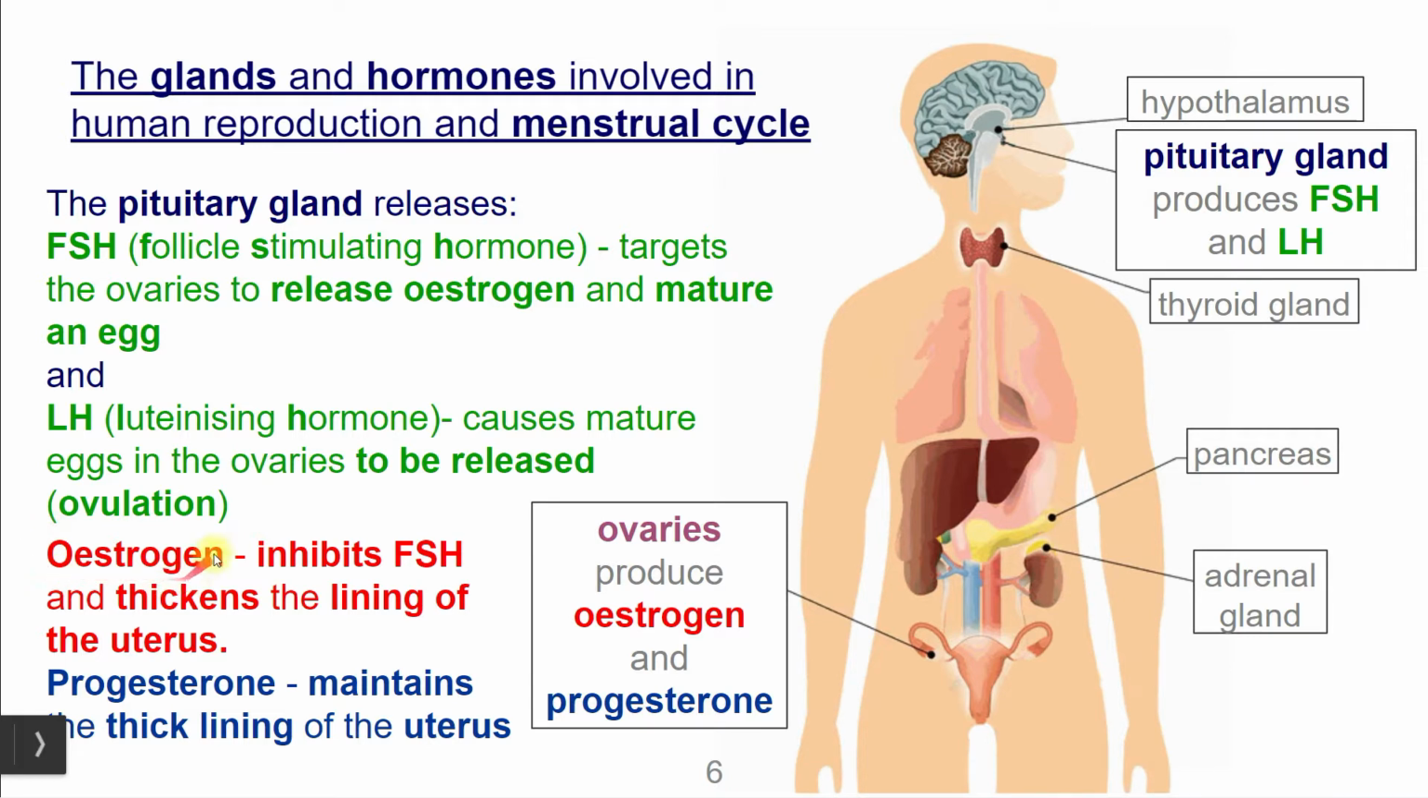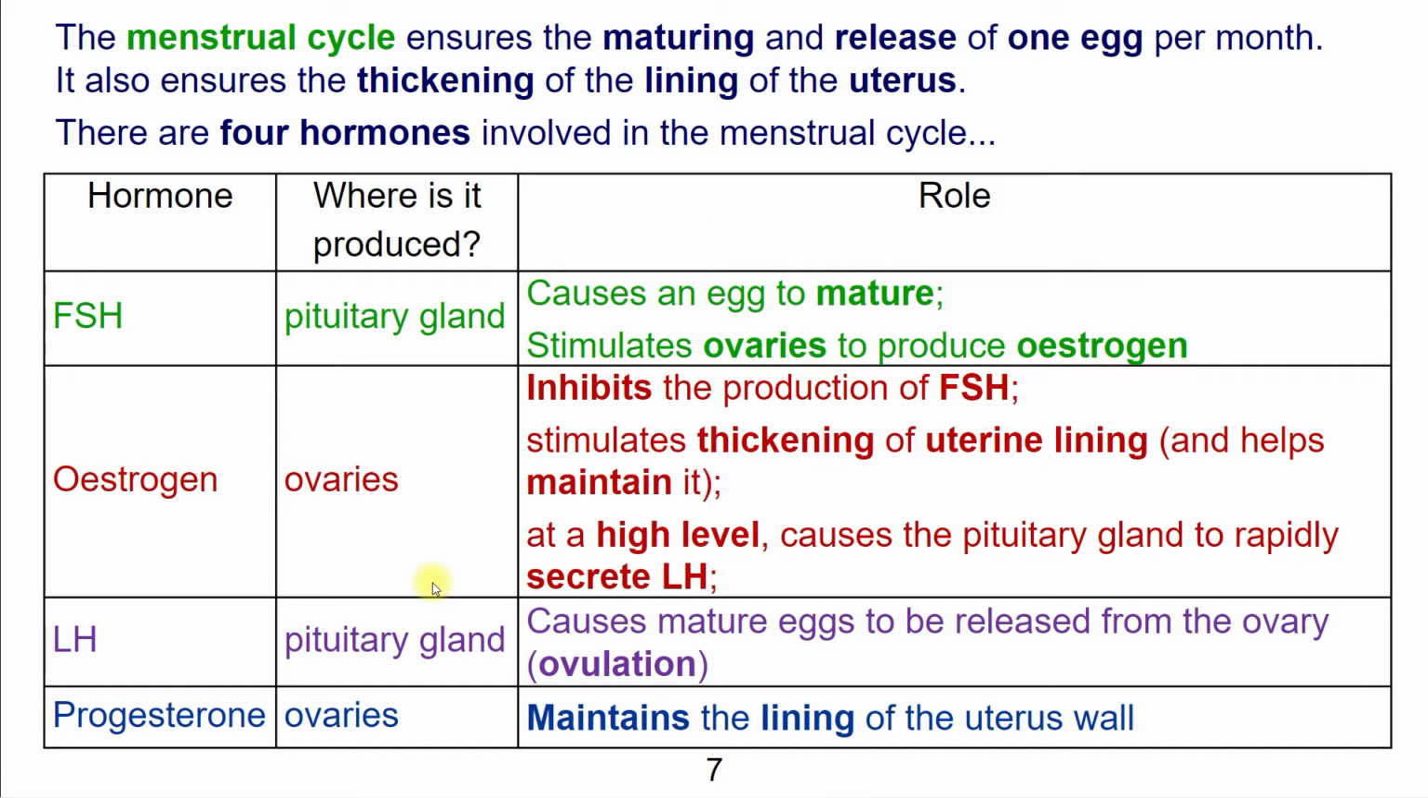Now, estrogen, one of its roles is to inhibit FSH, to stop the pituitary releasing FSH, but it also is involved in thickening the lining of the uterus. We'll see more about that in a minute. There's also progesterone hormone, also released from the ovaries, and that is used to maintain the thick lining of the uterus. So here's a summary slide telling you briefly what each of those four hormones do.